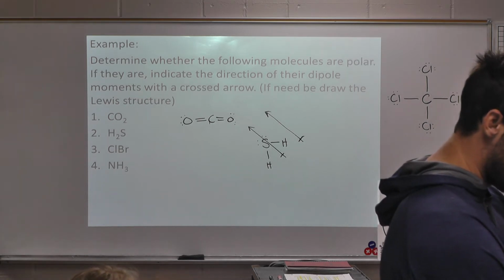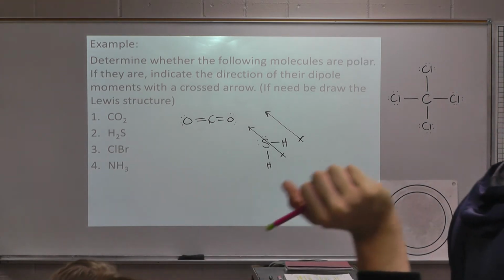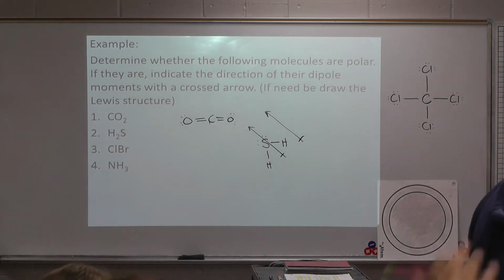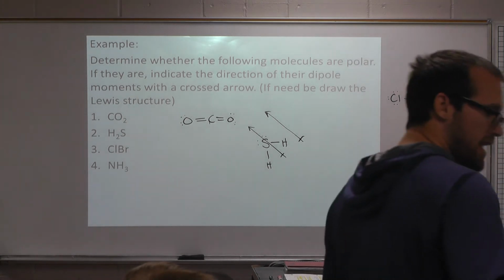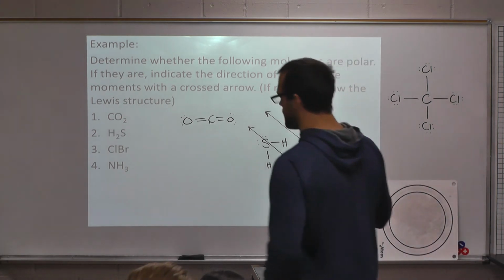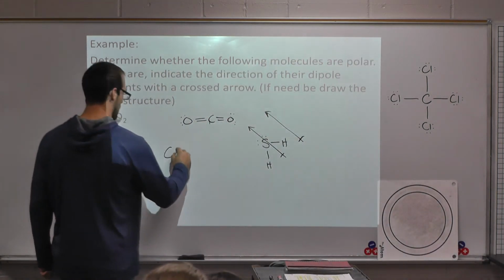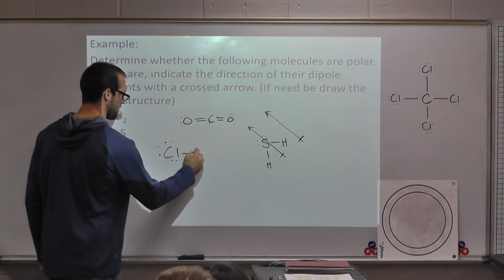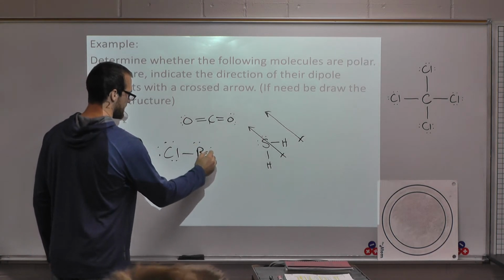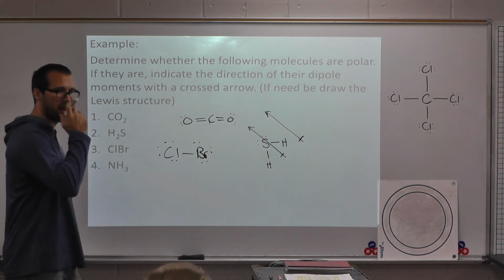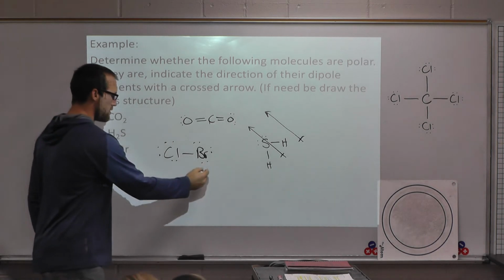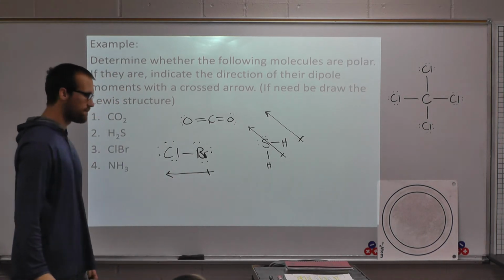That's essentially just what you do here. You're still missing 2 electrons. I want to show everybody else this quickly. So this guy looks like this. Which one's more electronegative? So your dipole moment will look like that.